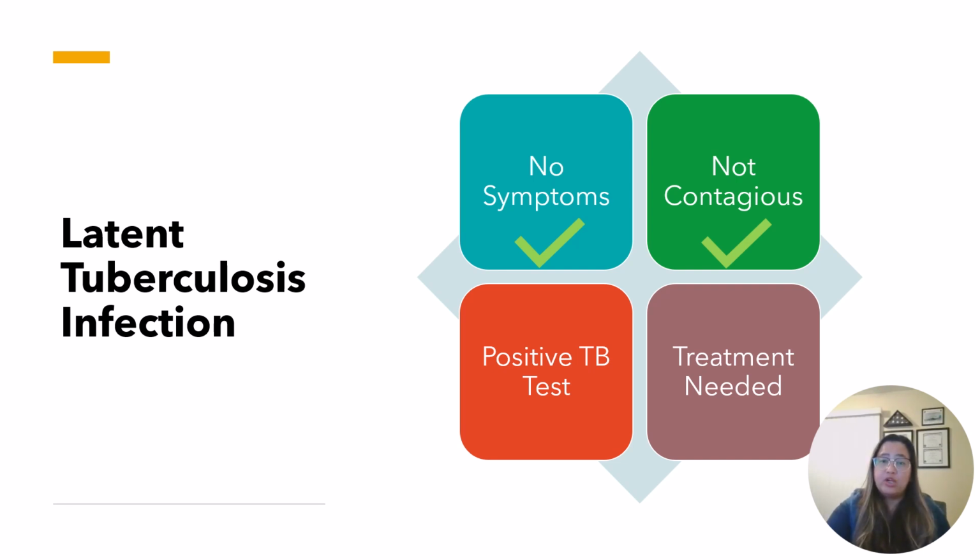But how do we know if we are infected with latent TB? Latent TB infection is usually detected by a positive result on a TB skin test or blood test. Do we get treatment? Yes, treatment is needed. Even though there are no symptoms, treatment is recommended to prevent the development of active TB. So remember that a person with inactive TB infection cannot spread the bacteria to other people.